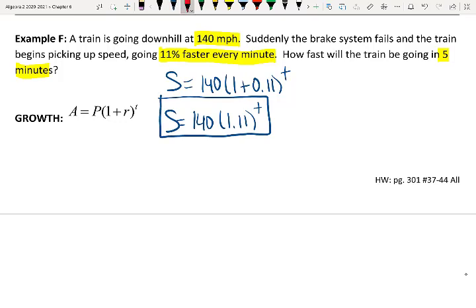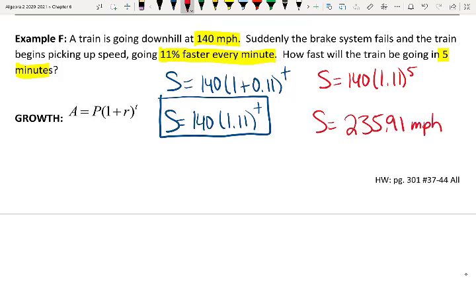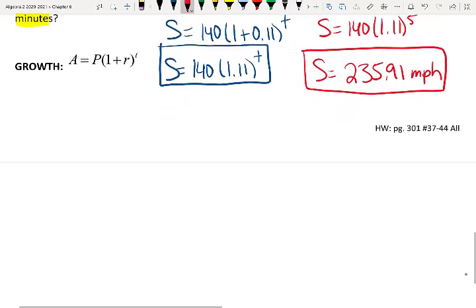And then for the last part here, I'm going to actually plug in 5 for my T value. So the speed of my train should be 140 times 1.11 to the 5th power. And we should get that after 5 minutes of being out of control, we should end up with a train going 535.91 miles per hour. Now in this one, I didn't specify how to round it, and if I don't specify, just assume that you should be rounding it to 2 decimal places.